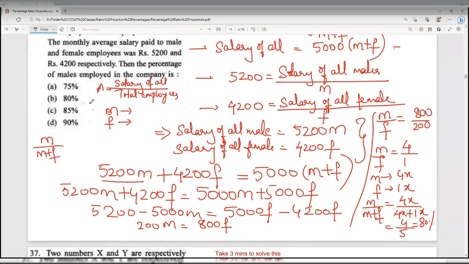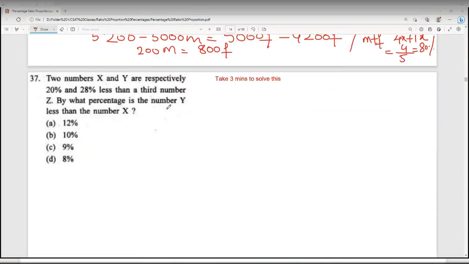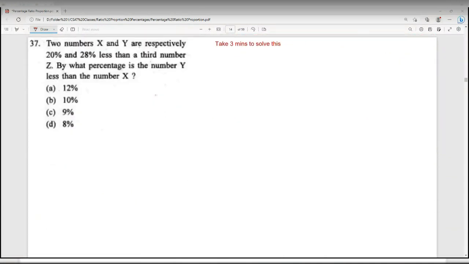So the correct answer is option B. I hope you have got this. If you still have any doubts, please ask. Okay. I hope everything is clear. So we'll move to the next question. Take 3 minutes to solve this question.